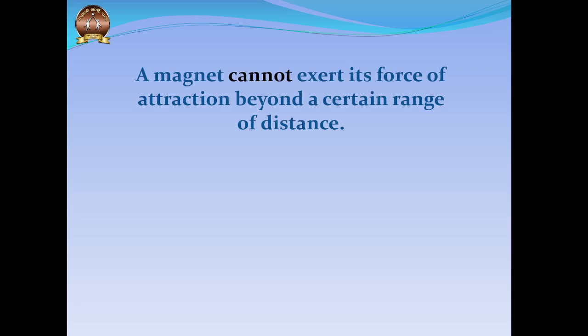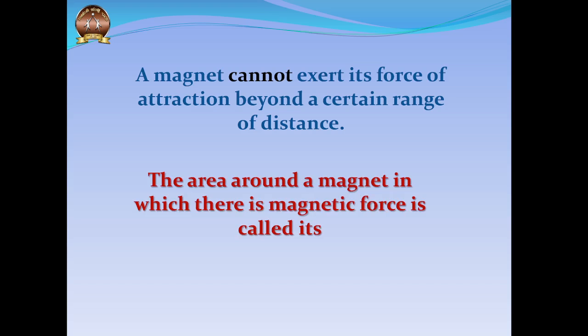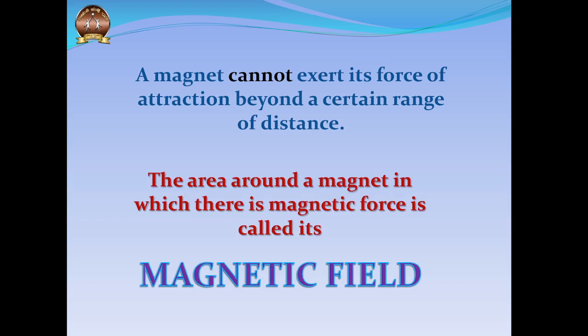A magnet cannot exert its force of attraction beyond a certain range of distance. That is, for a magnet to attract some magnetic material, it has to be within a certain distance. Only then can it attract it. So the area around a magnet in which there is magnetic force is called its magnetic field.